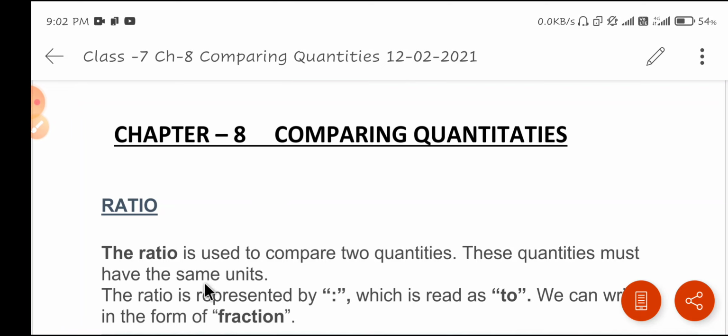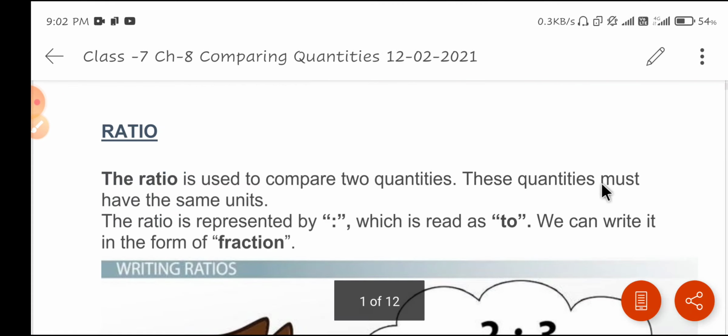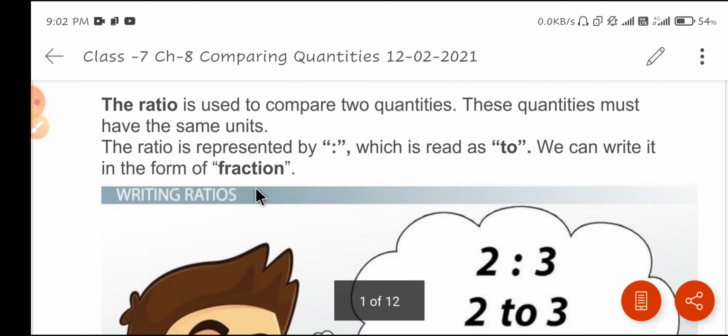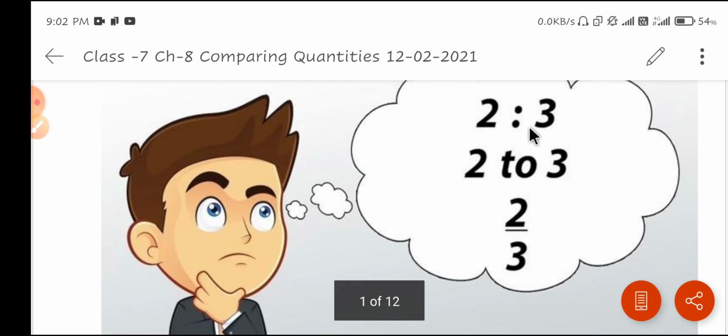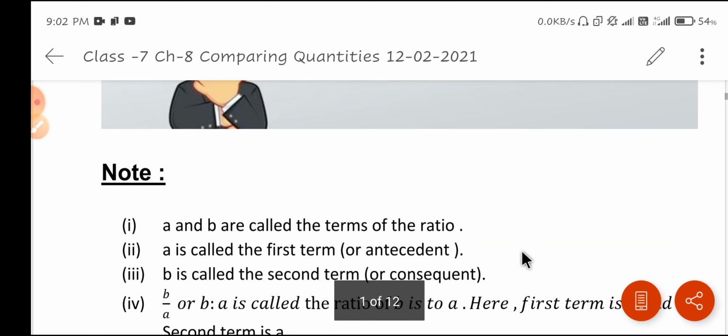Let us revise it once again. The ratio is used to compare any two quantities, and these quantities must have the same unit, meaning they both have the same unit. The ratio is represented by the symbol colon, which is read as 'to', and we can write it in the form of a fraction. See how to write: if it is given 2 ratio 3, we can read it as 2 to 3 and 2 upon 3. This is the representation of a ratio. Ratio means comparing any two quantities with the same unit.